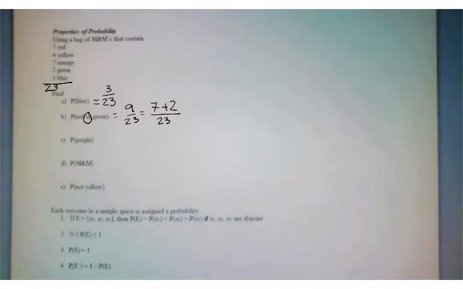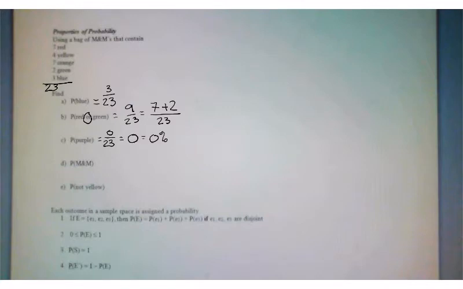All right, next up, we're randomly selecting one M&M from this bag, and we want to know the probability we get a purple. Well, looking at the breakdown, we see that there are 0 purple in the bag, so we have a 0 chance of success out of 23 M&Ms total. So, simplifying it, we see the probability is 0, or you could say you have a 0% chance of success.